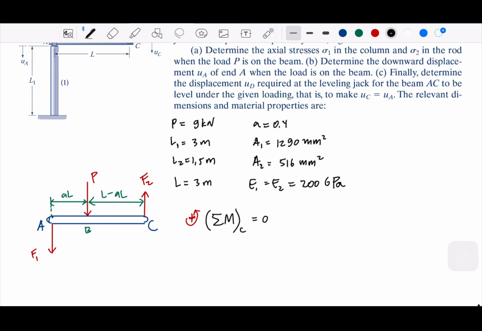Okay, so P goes here, right? So P multiplied with this distance is positive, so we can write that. And then this also positive, we can write that. And you see that it's supposed to be positive, but I think it's still okay. Just write first. So F1 L plus P L minus AL, right? Equal to zero.